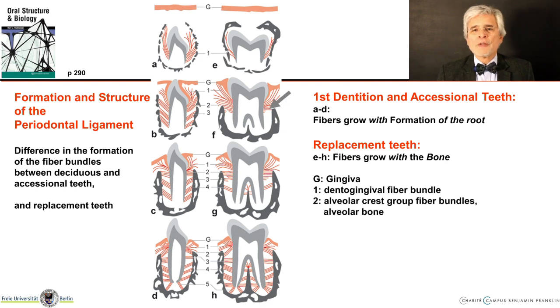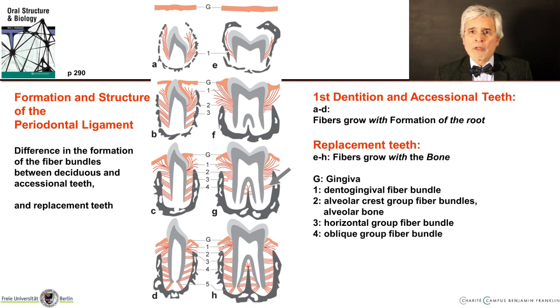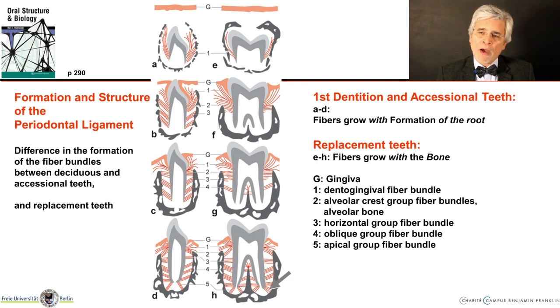And 2, these are the cemento-alveolar fibers, which run to the bony edge, to the alveolar crest bone. And then there are the cemento-alveolar fibers identified with 3, which run horizontally, and the cemento-alveolar fibers identified with 4, which run obliquely, and the apical fibers marked with 5, which run radially around the root apex now.